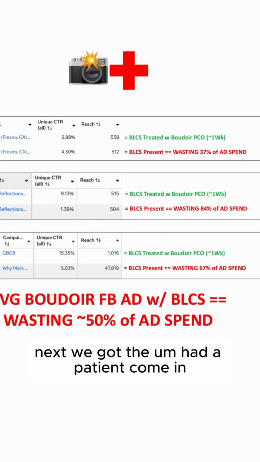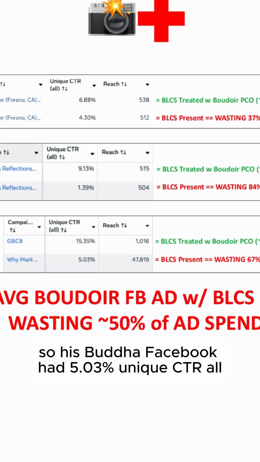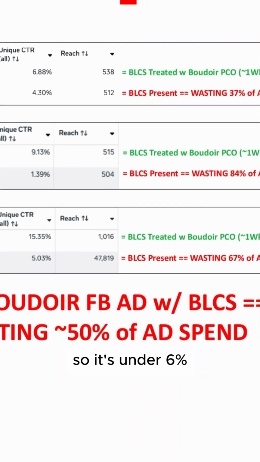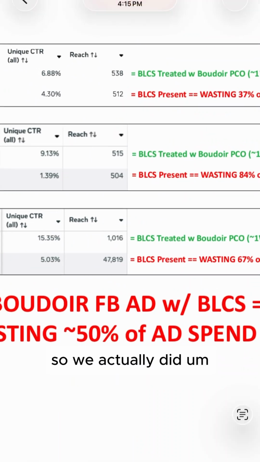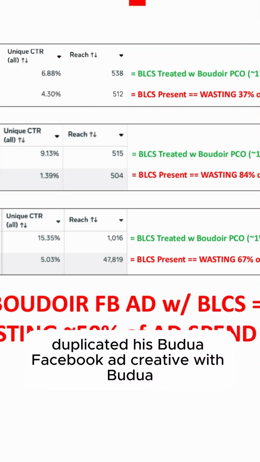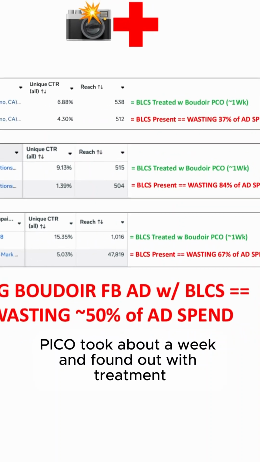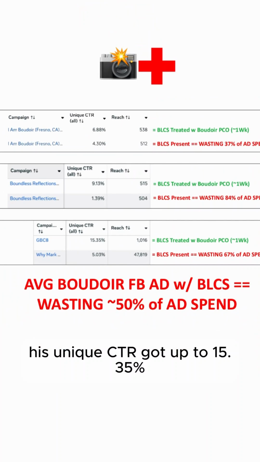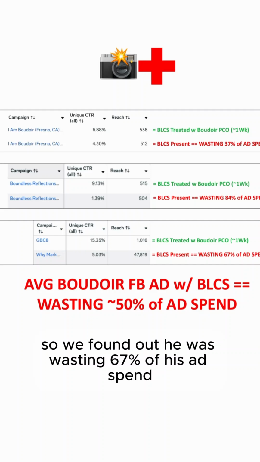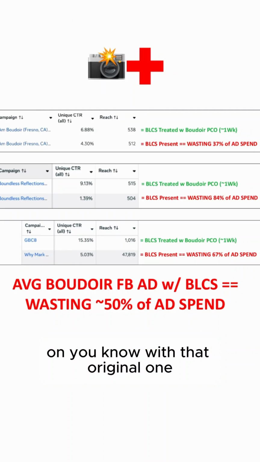Next, we had a patient come in. Saw his Boudoir Facebook ad, 5.03% unique CTR all, so it's under 6%. We know that BLCS is present. So we duplicated his Boudoir Facebook ad, treated with Boudoir Pico, took about a week, and found out with treatment, his unique CTR all got up to 15.35%. So we found out he was wasting 67% of his ad spend with that original one.